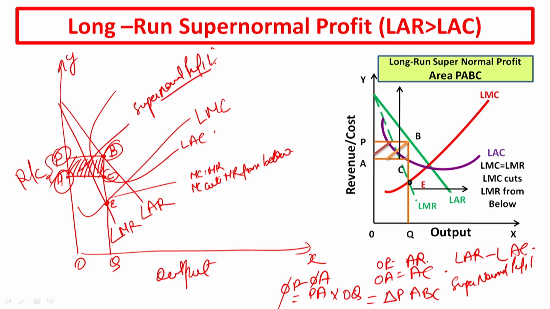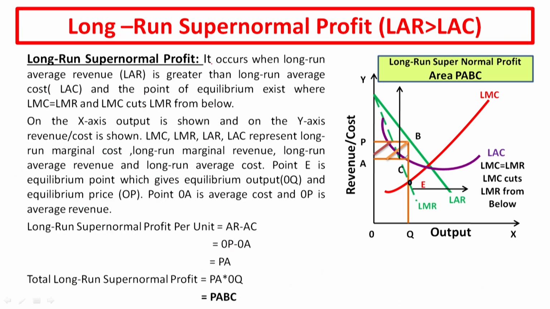So this is the diagram for the long run supernormal profit, and this is again the explanation for it. This is the diagrammatic representation, where all the costs, that is long run marginal cost, long run average cost, long run marginal revenue, long run average revenue, everything has become long run, and you are earning a supernormal profit.